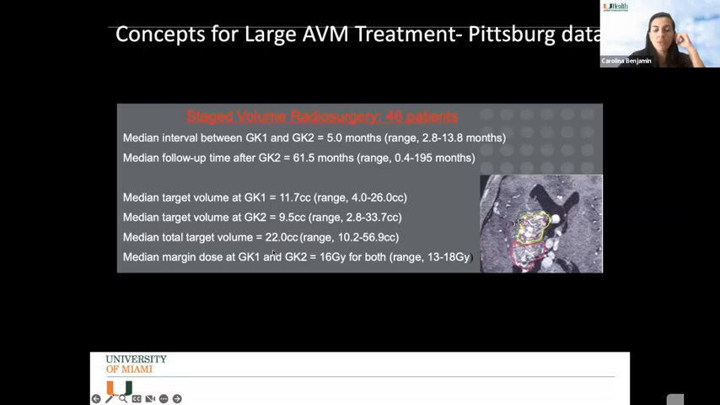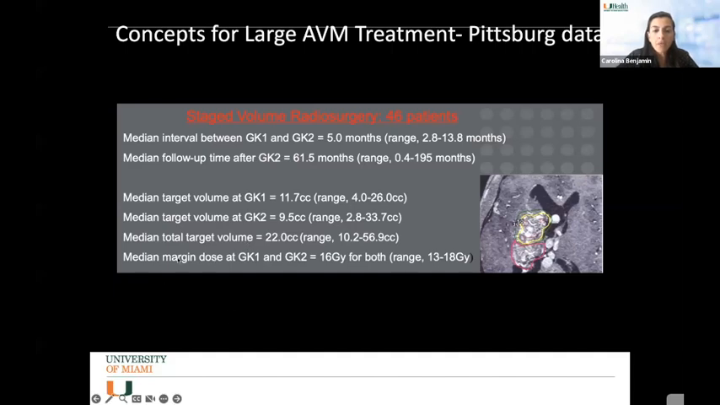So some of these AVMs are very large, ideally decreasing it to 8 to 10 cc's, but again, you can have a little bit higher than that sometimes. And then median interval is 5 months. That ranges in much of the literature between 3 to 4 to 6. It can be longer depending on how the patient's doing, right? So sometimes there are patient factors that prevent you from being able to do the second stage right away.